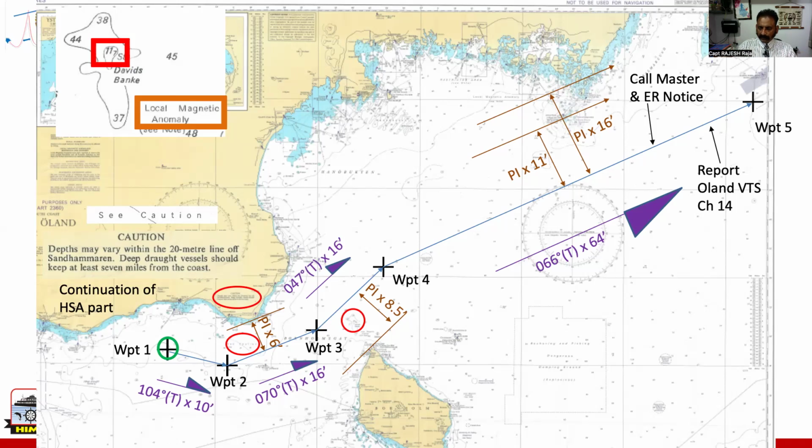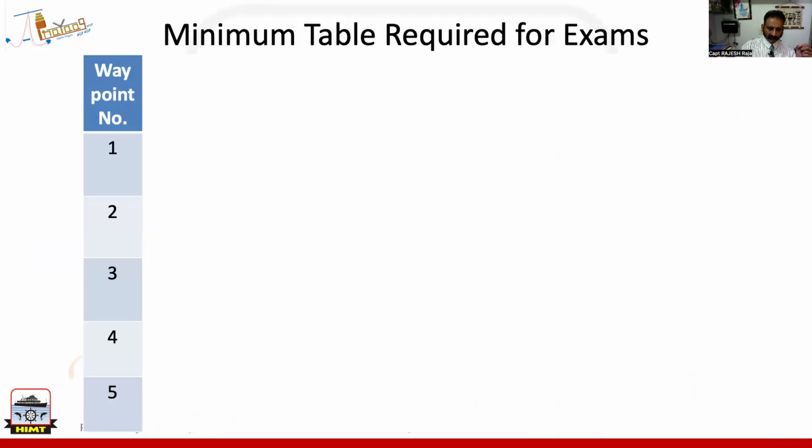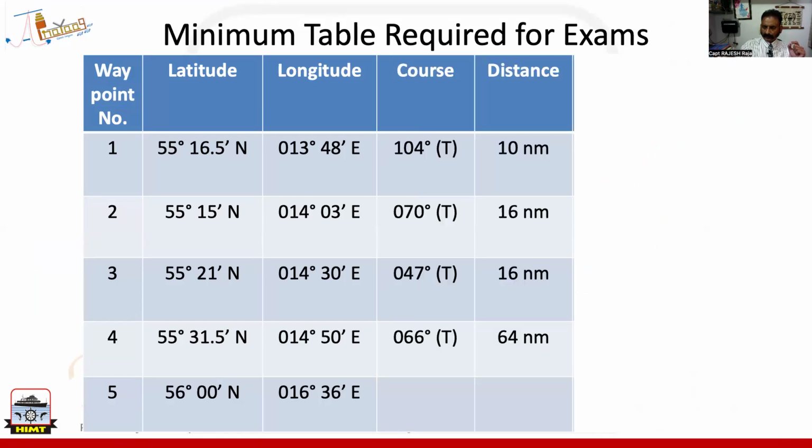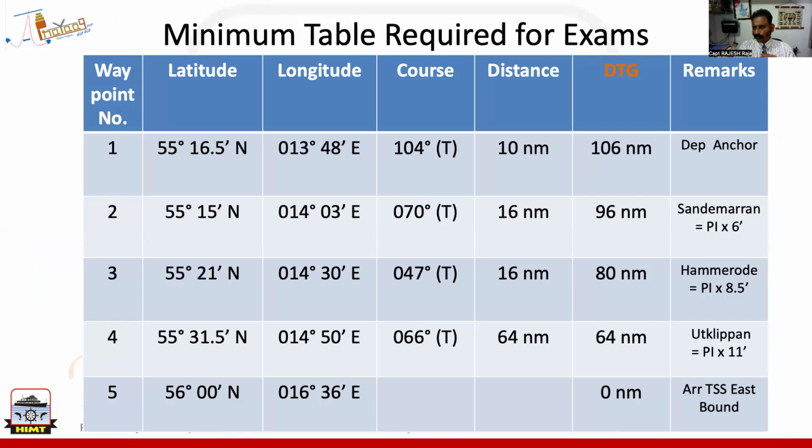Now let us see what I have to do on my answer sheet, which is my notebook. Let me look at that. I write 5 waypoint numbers. I write all the lat longs. I write course and distance of each leg. And then I've written distance to go and then remarks. Please remember, distance to go is not necessary, but it is only an additional thing. That is why I marked it with orange. It's up to you. If you want to give it, it's okay, but you can skip it also. So that brings us to the end of this question number 1.